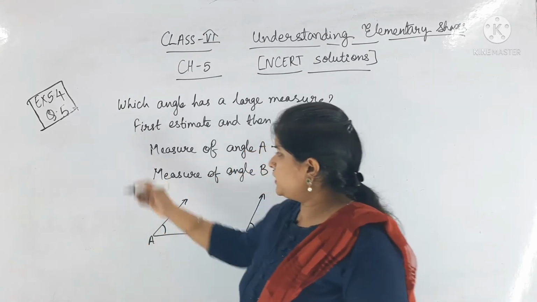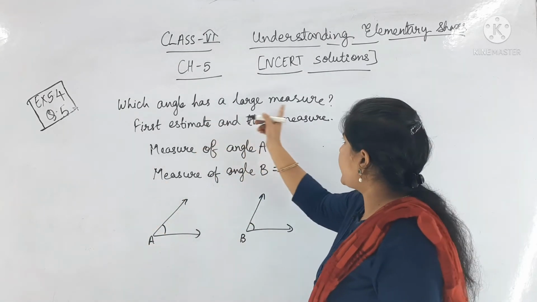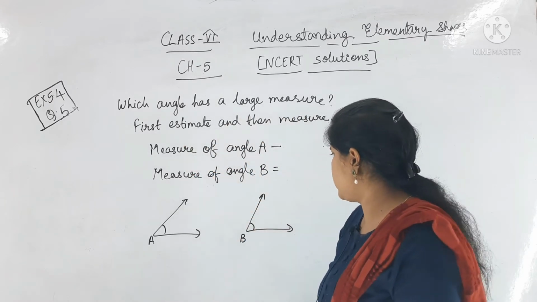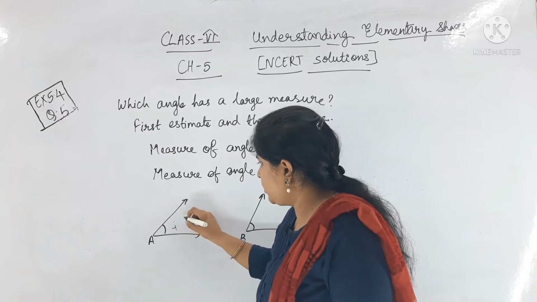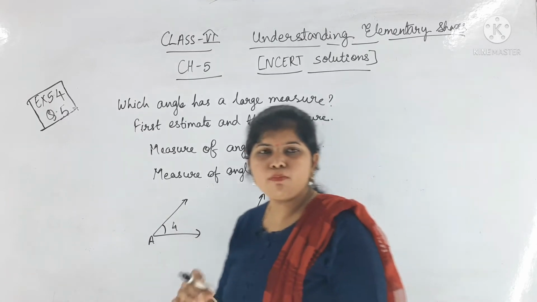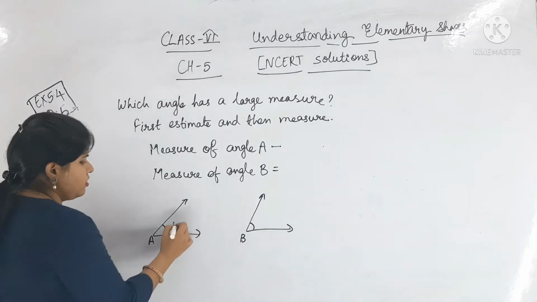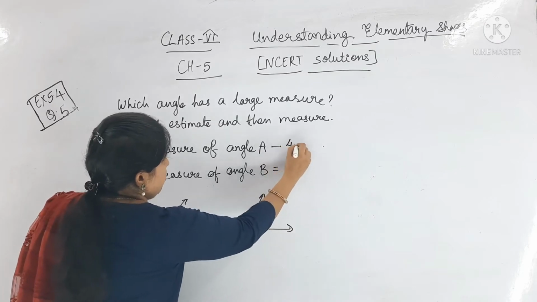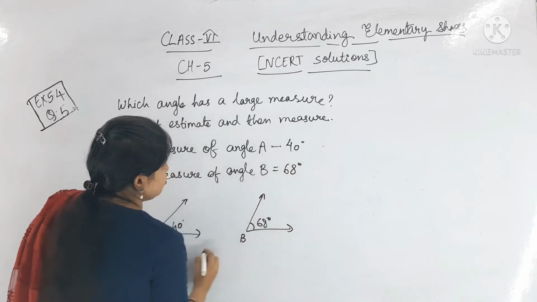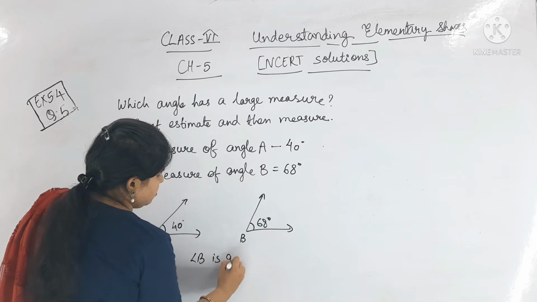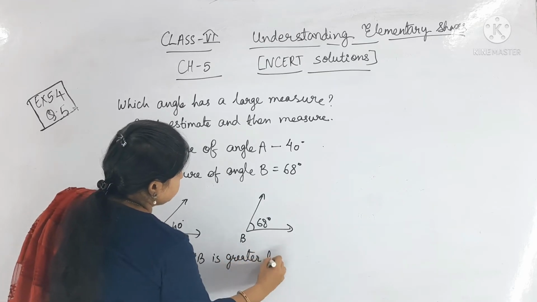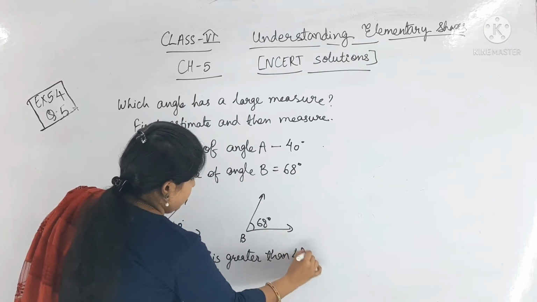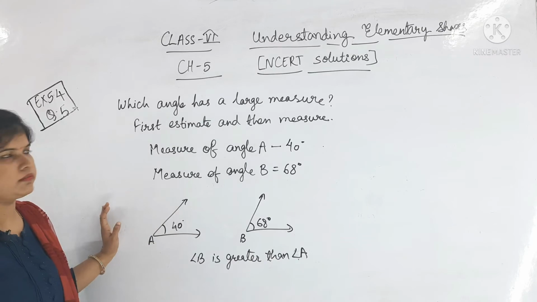Okay students, let's see question number 5 here. Which angle has a larger measure? First estimate and then measure. The measure of angle A is 40 degree. You have to measure with the protractor. This is 40 degree and this is 68 degree. So you have to write like this: angle B is greater than angle A.